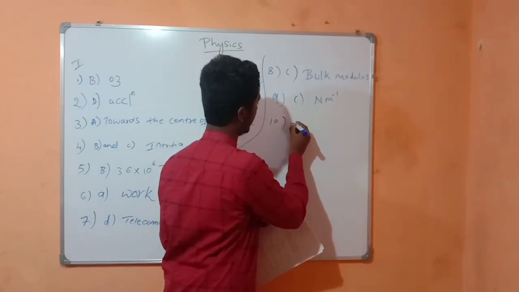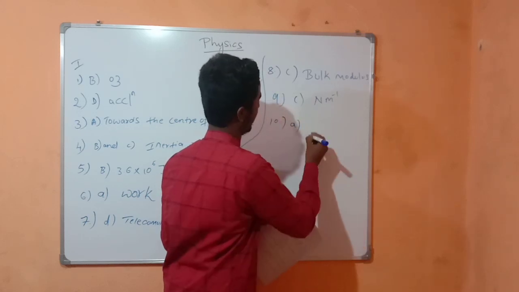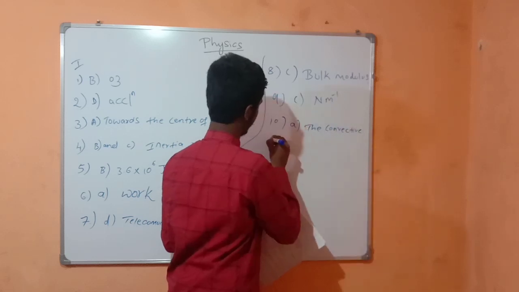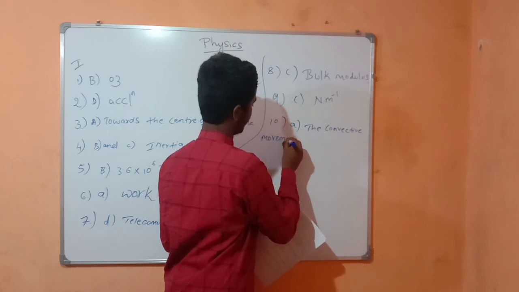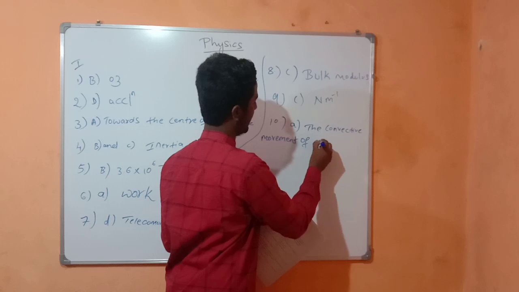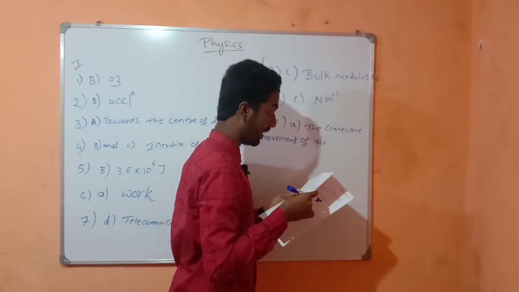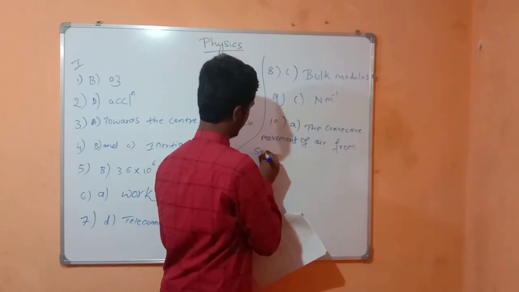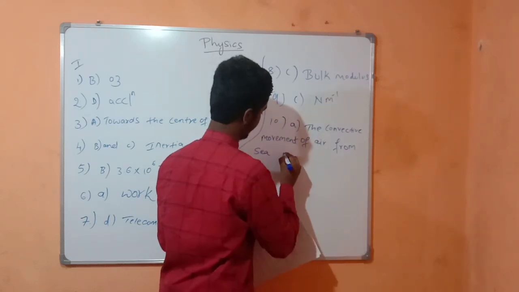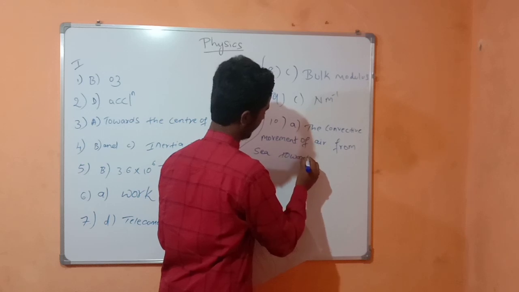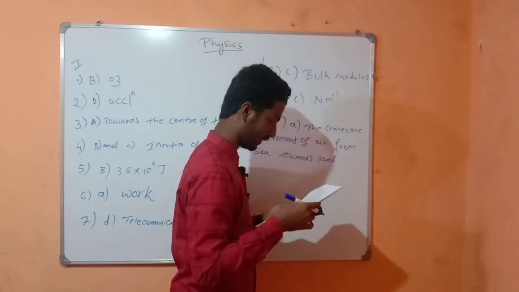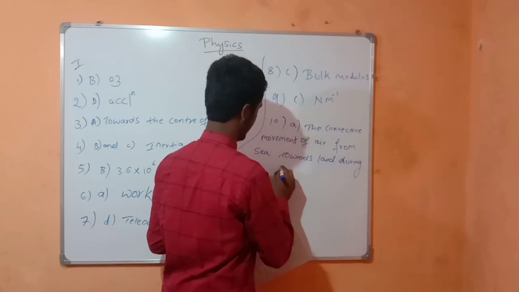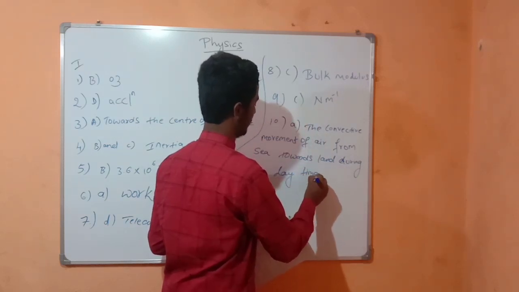Option A is the convective movement of air from sea towards land during daytime, dear children. Option A is correct.